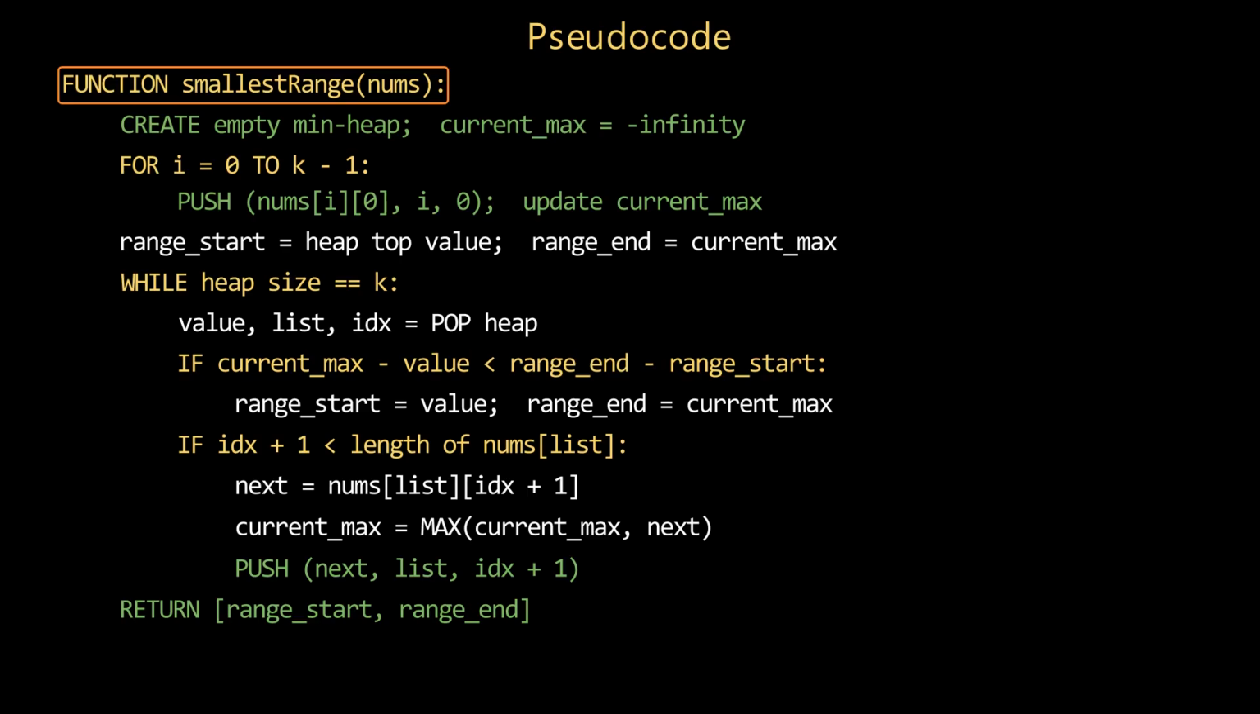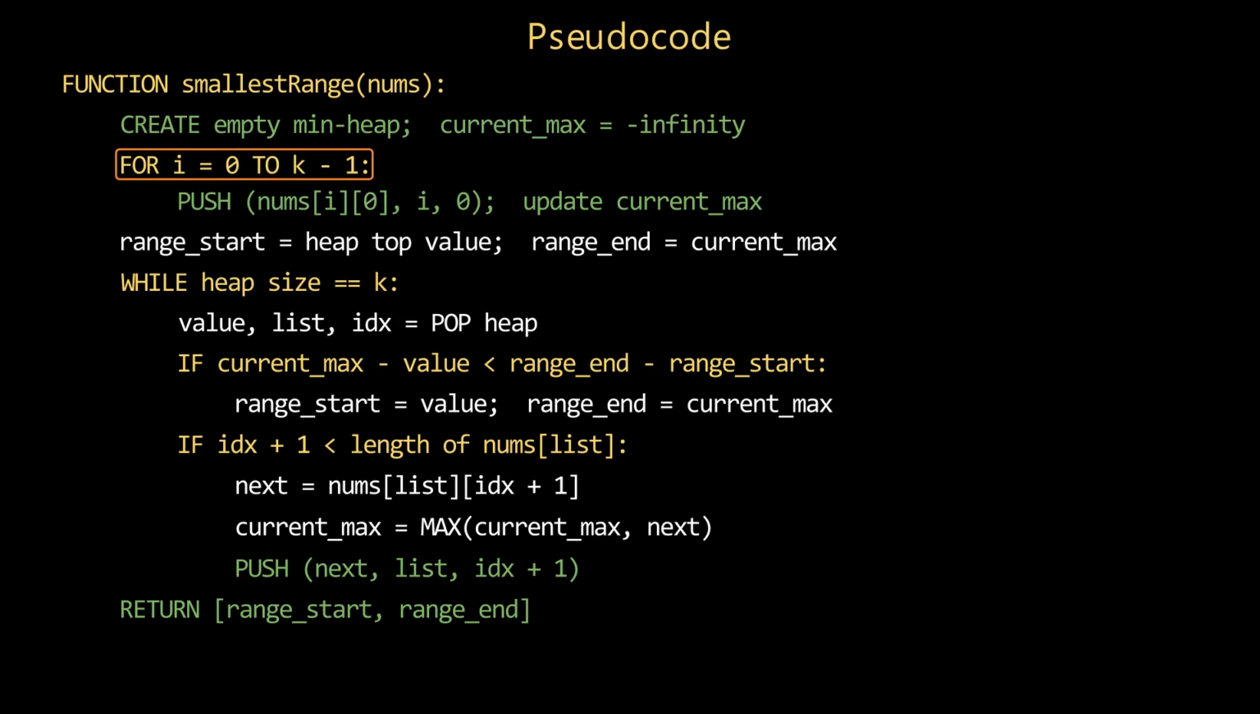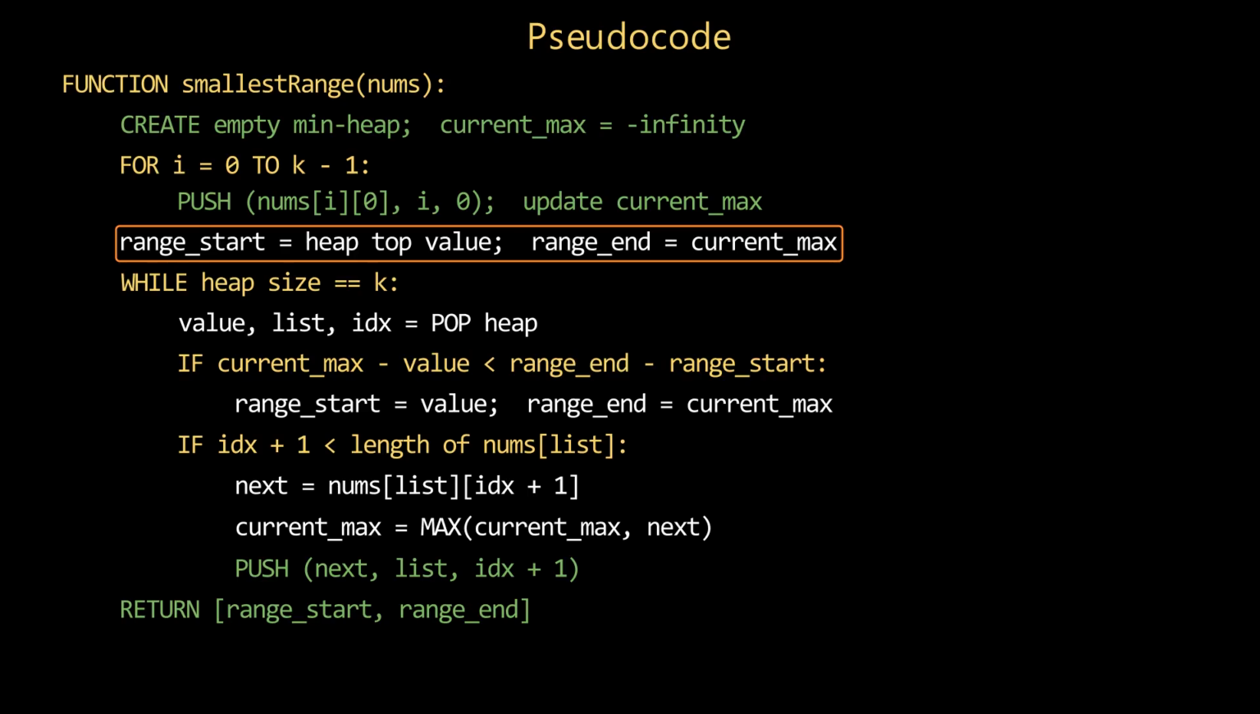We define our routine. It takes the k sorted lists and returns the smallest covering range. We start with an empty min heap and set the running maximum to negative infinity. We loop over every list by its index. From each list we push its first value, tagged with its list and column, folding that value into the running maximum. The heap's smallest value paired with the running maximum gives our first candidate range.